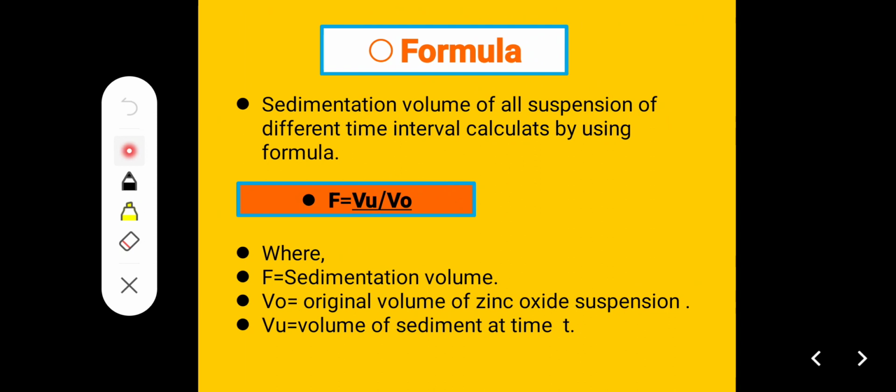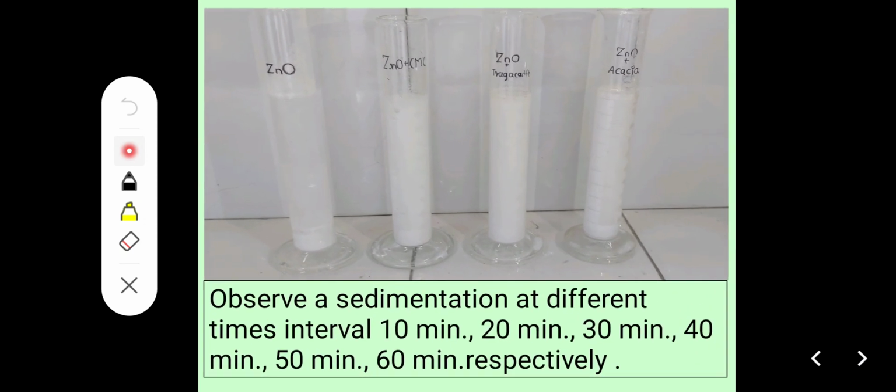Formula: the sedimentation volume of all suspensions at different time intervals is calculated using the formula F equals Vu divided by V0. Here F means sedimentation volume, V0 is the original volume of the zinc oxide suspension, and Vu is the volume of sediment at time t. So observe the sedimentation at different time intervals. Sedimentation, the formation of precipitate, you have to observe below.